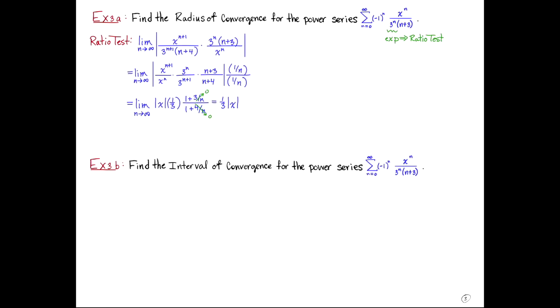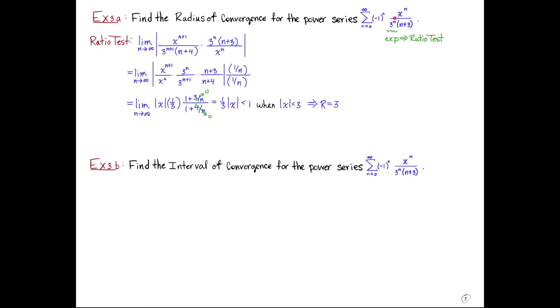The ratio test tells us that this series is going to converge if the limit is less than 1. 1/3 times the absolute value of x will be less than 1 when the absolute value of x is less than 3, telling us that our radius of convergence is 3.